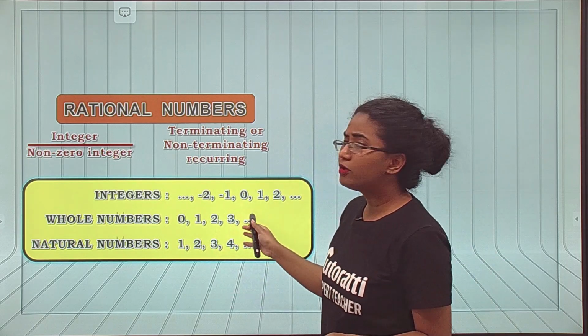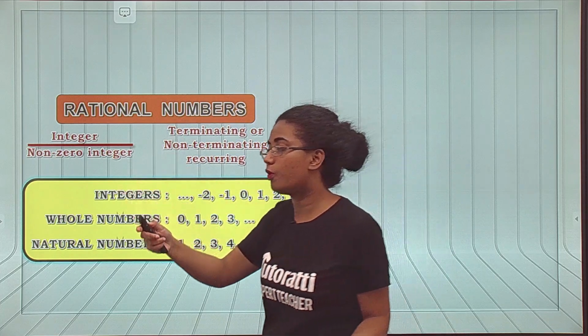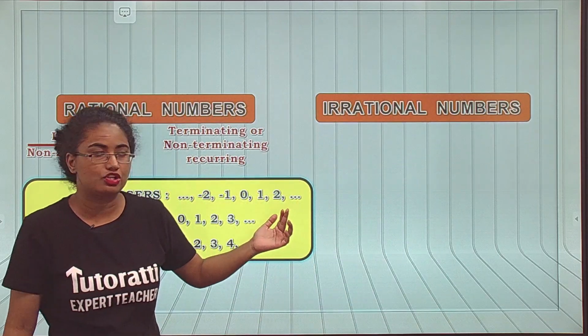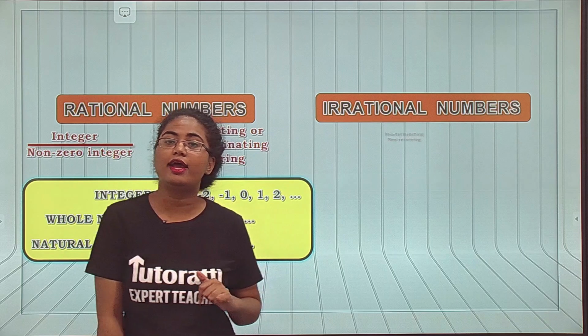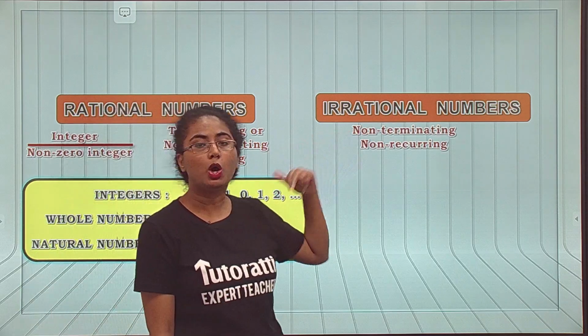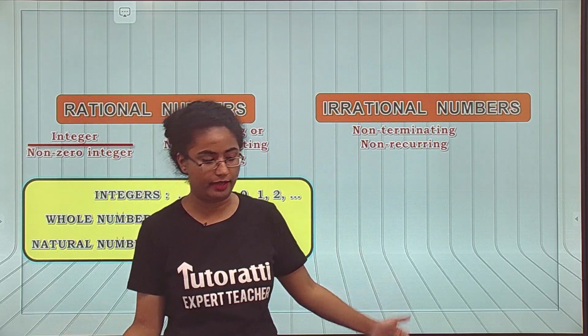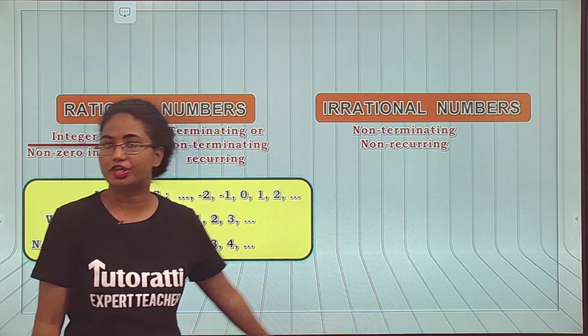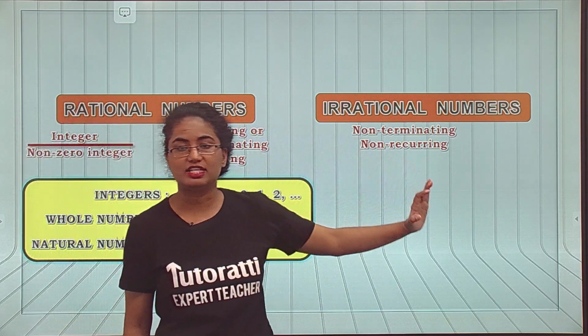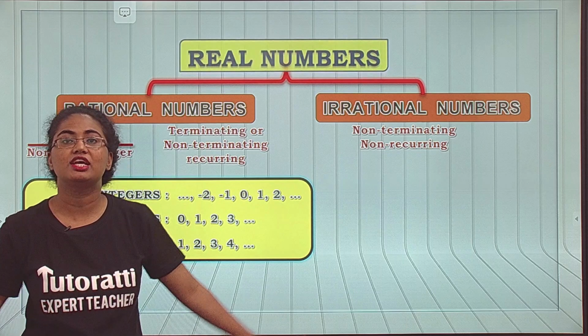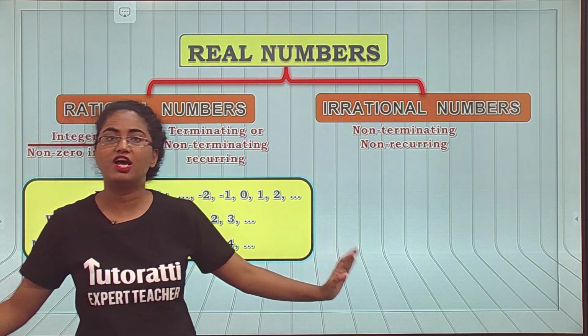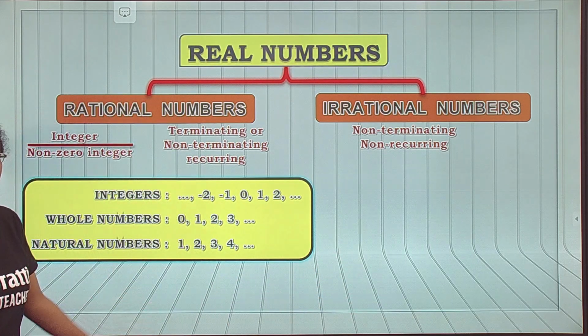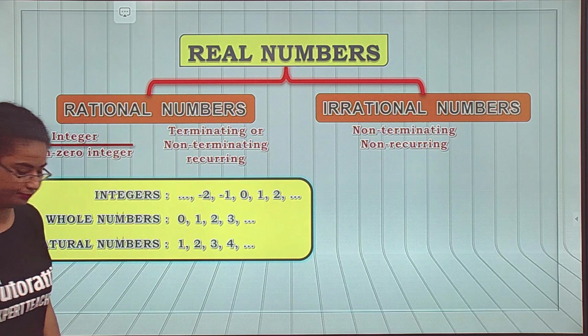Now the numbers which are not rational were what? They were irrational. Irrational का definition क्या आता है? Decimal form जहाँ पे they are non-terminating and non-recurring type. All these numbers together, the rational plus irrational together are known as real numbers, okay? They are known as real numbers. So this is the entire pyramid of real numbers.